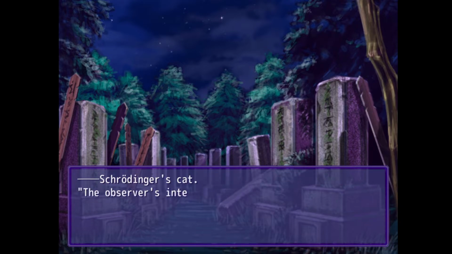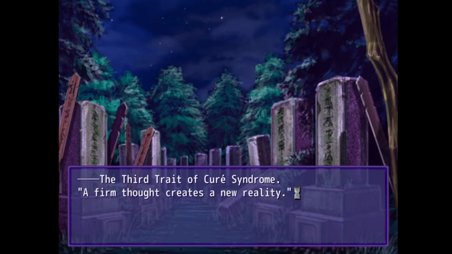Schrodinger's cat. The observer's intention decides the truth of the past. That's not Schrodinger's cat! Third trait of Curé syndrome. A firm thought creates a new reality. Somebody didn't understand Schrodinger's cat when writing this story. Or just tried to stretch the concept and annoy the bejesus out of me. Anyway.